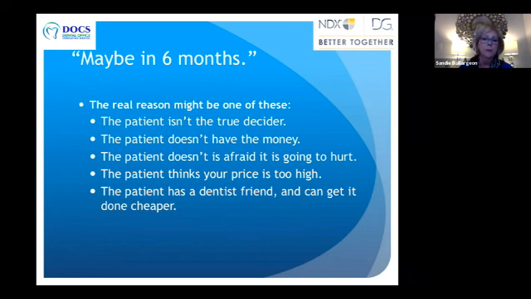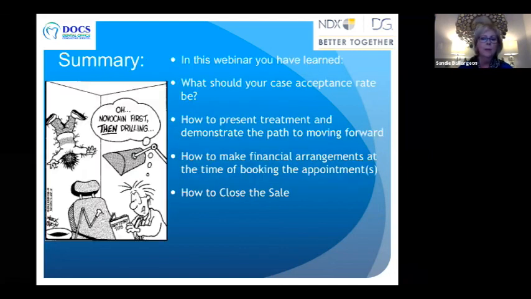They need to speak to their spouse or their loved one. The patient doesn't have the money. You can solve that by giving them a payment plan or preparing a payment plan. The patient's afraid it's going to hurt. So you can reassure them about all the measures that you take to make it comfortable for them. The patient thinks that the price is too high. Talk about the value of the service and how long it will last if you can predict that. And also the patient has a dentist or a friend who can get it done cheaper. I've heard this in offices as well, but what they're really trying to do is barter or work out a discount.